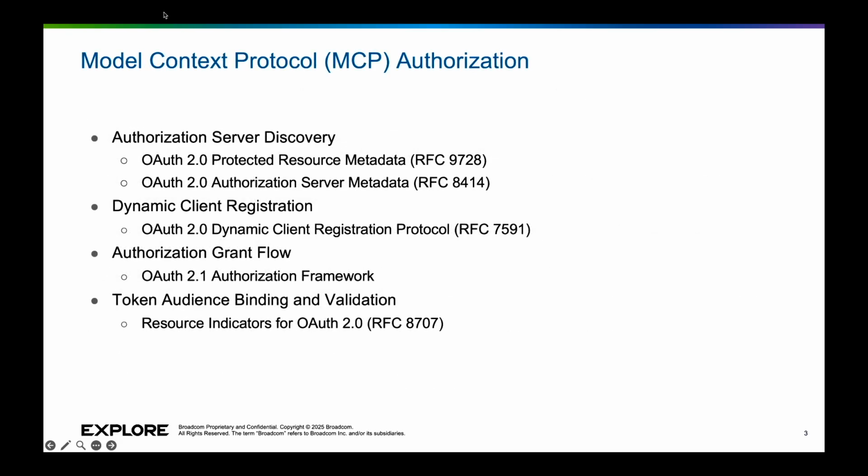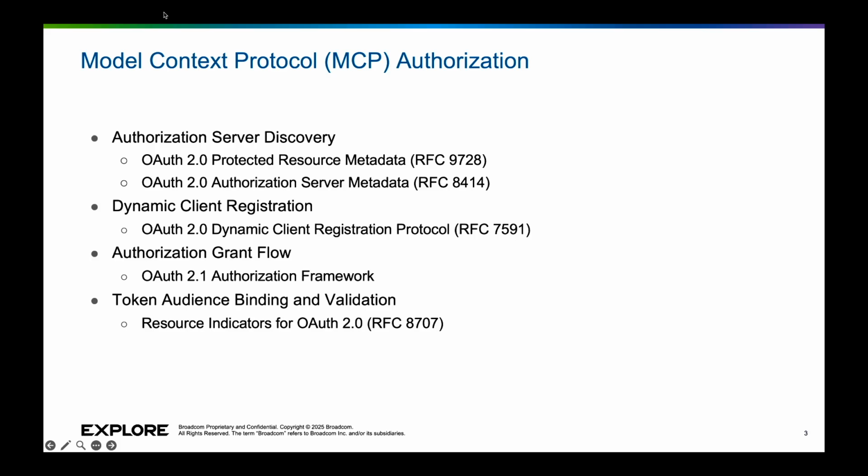Okay, so the MCP authorization spec is divided into a few sections, right? Authorization server discovery, dynamic client registration, the authorization grant flow, and then token audience binding and validation. So the idea here, the goal of the authorization specification is to realize the use case where I'm on Claude Desktop, let's say, the host application, and I discover an MCP server that I want to add to Claude Desktop.